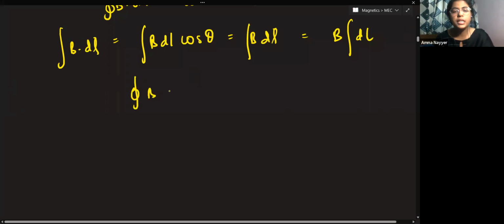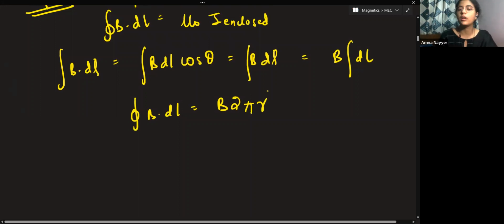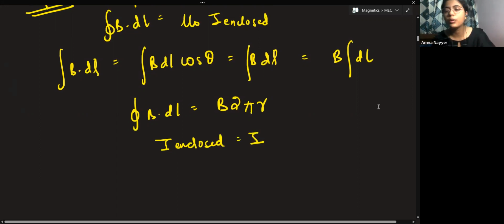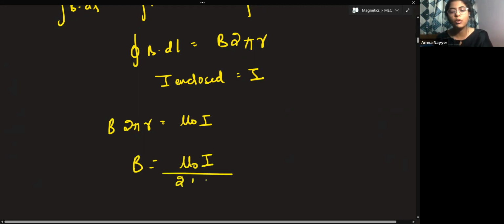So the integration of B dot dl is basically what? Magnetic field is B, and dl for a circle, the Amperian loop is a circle, no? So that becomes 2 pi r. What did we take as the radius? We took the radius as small r. So this becomes B into 2 pi small r. Let's say the current enclosed is I. So B multiplied by 2 pi r, this is B dot dl, becomes equal to mu naught I, with I enclosed taken as I. So what does the formula of the magnetic field come out to be? This becomes mu naught I divided by 2 pi small r.